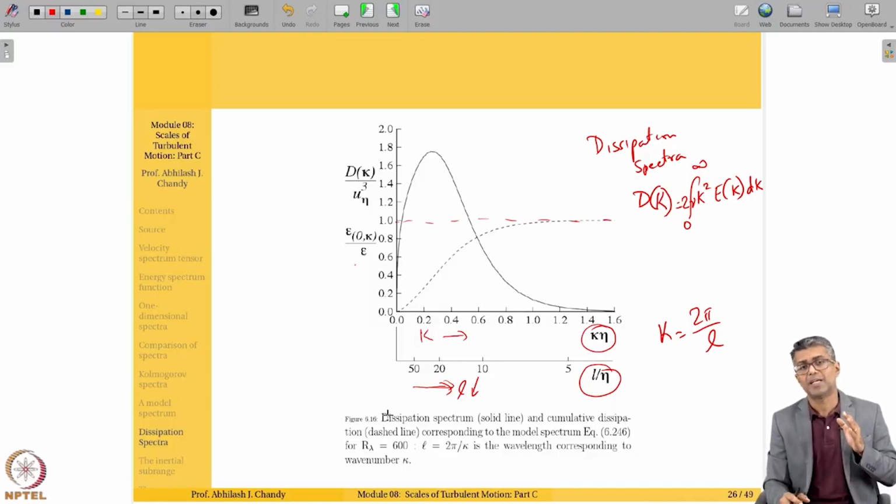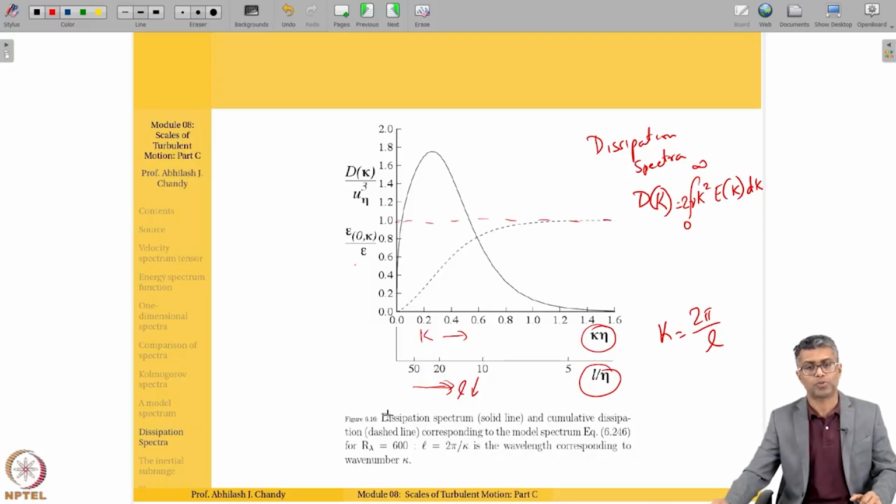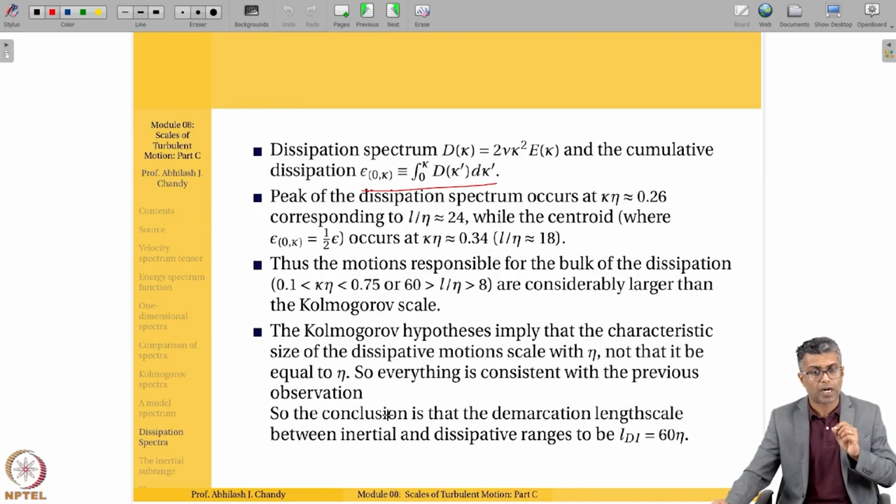Now all of this is calculated from the model spectrum analytically. You had the model spectrum derived at R lambda equal to 600. These quantities are just calculated from those. A few numbers here, but I want to start with some observations of the spectrum.